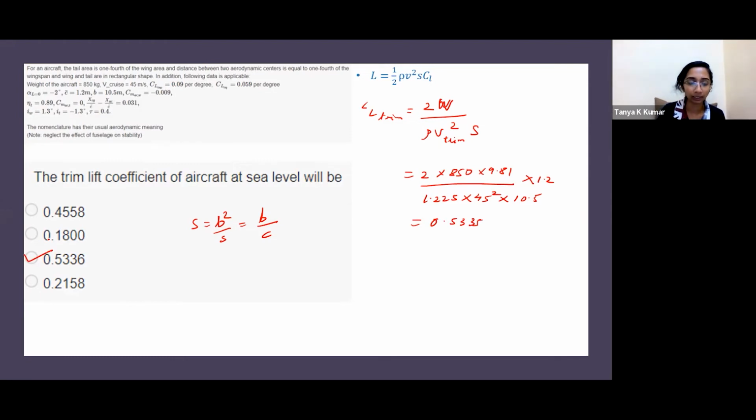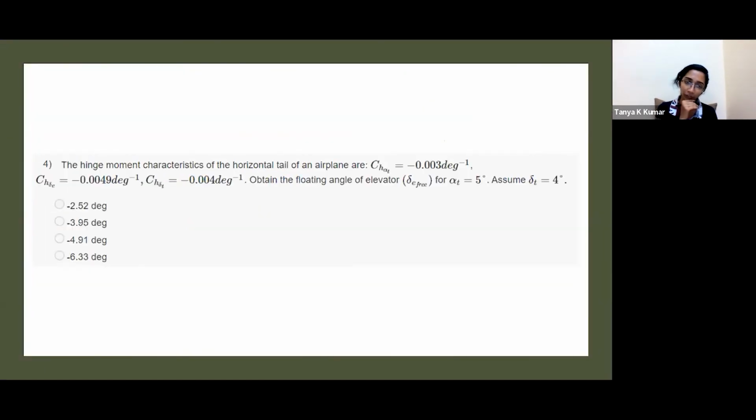Moving on to the next question. This question I had discussed in the previous tutorial as well. I have not given the answer, but we have discussed a similar question. The hinge moment characteristics of the horizontal tail of an airplane are given to you. They've given you the derivatives CH alpha tail, CH delta E, CH delta T. You can see that they're all negative quantities, like we had discussed. They've asked you to find delta E free.